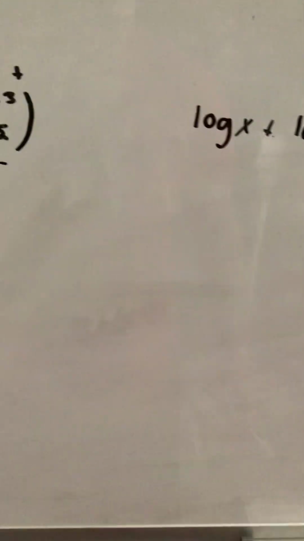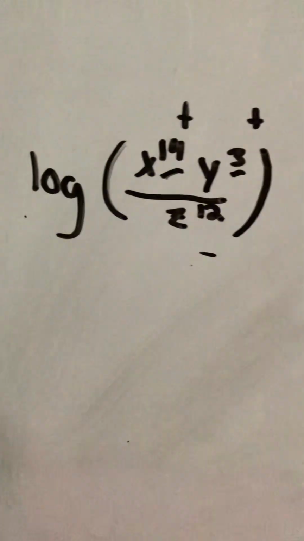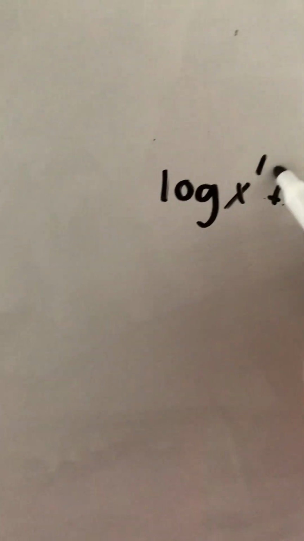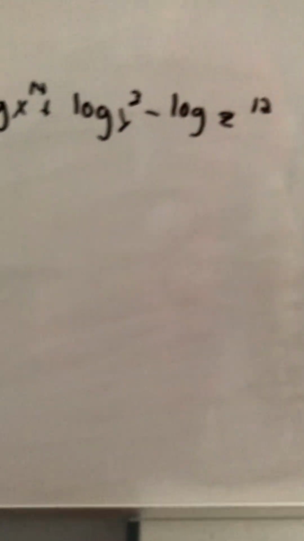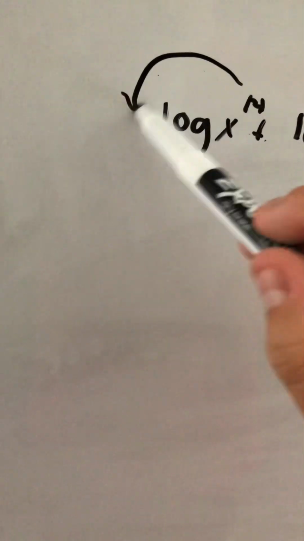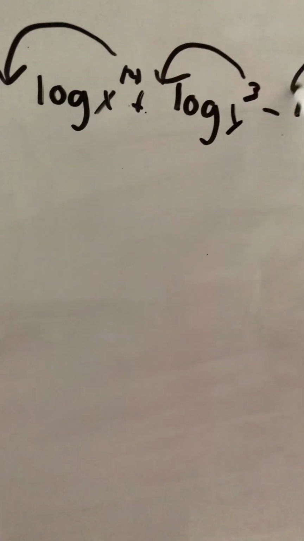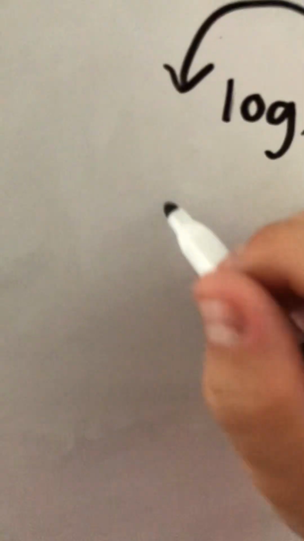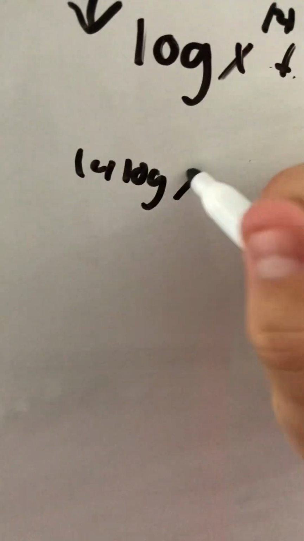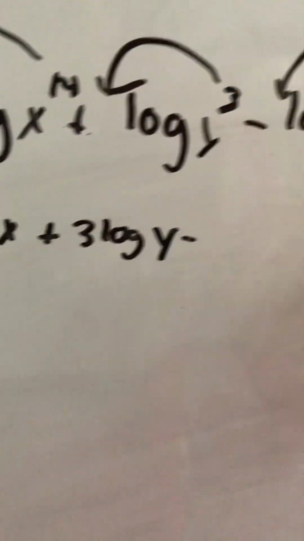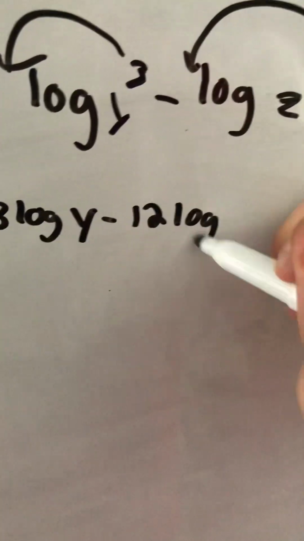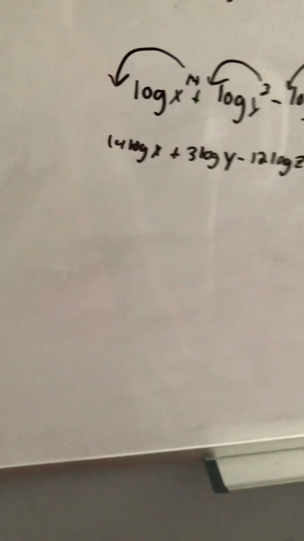Alright, so now I'm going to look at the exponents right here. So x to the 14th. It's going to be log x to the 14th, and then log y cubed, and then z to the 12th. Then I'm going to apply that property of logarithms where we move the exponents in front of the logs in order to expand them. So this is going to be 14 log x plus 3 log y minus 12 log z. So that's how you condense and expand logs.